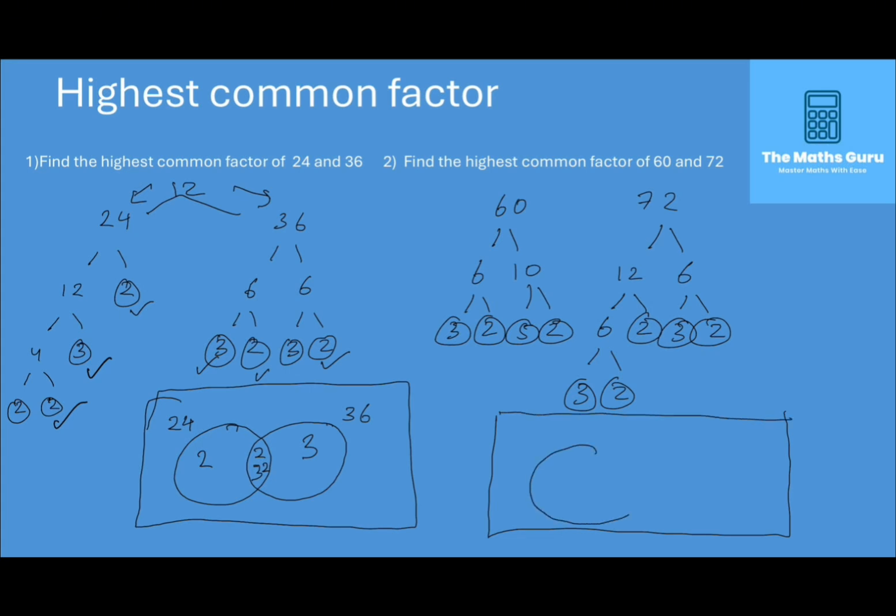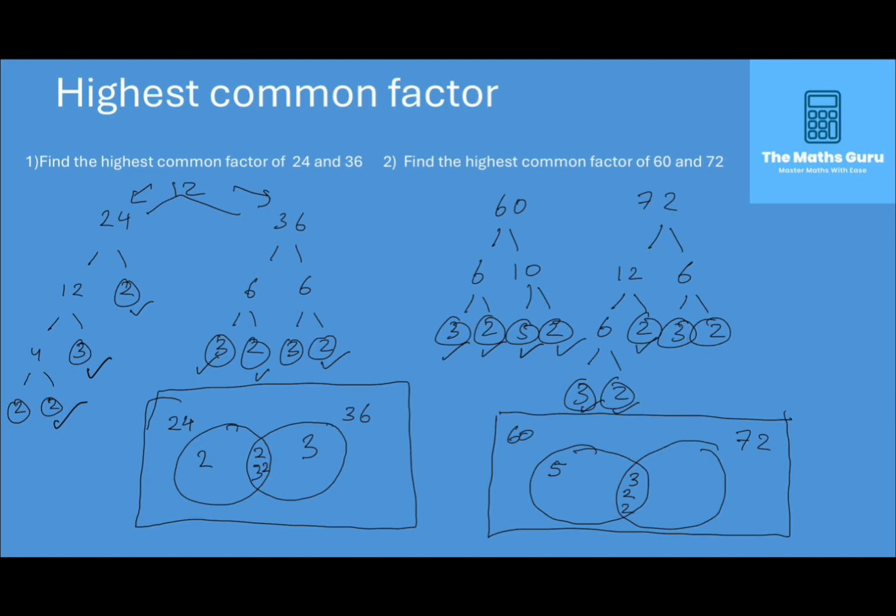like this. 60, 72. And we go 3 is common here and 3 is common here. Put 3 in the middle. 2 is common here, 2 is common here. Put it in there. 5 is only exclusive to 60 and not to 72, so we put 5 in this side. Take that off. 2 is common in both once again. Put 2 in the middle here.